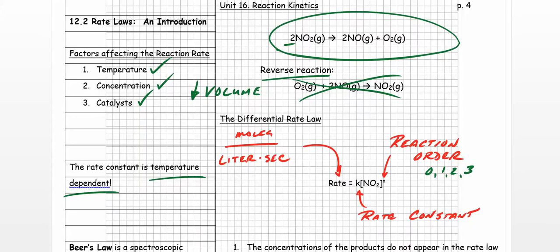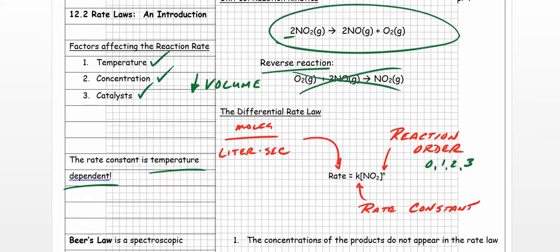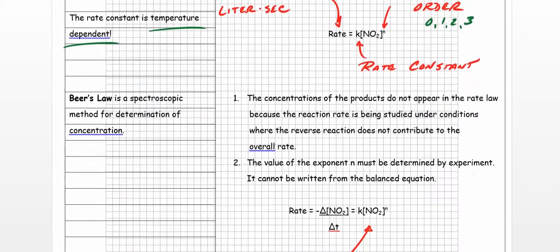One last thing, and that is this. In this particular case, we had only one reactant, that was the NO2, and therefore we have only one reactant showing up in the differential rate law. Keep in mind that if you have more than one reactant, and we'll certainly look at examples of those, you're going to have more than one concentration showing up in the rate law. All right, so that's that.